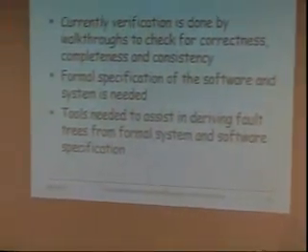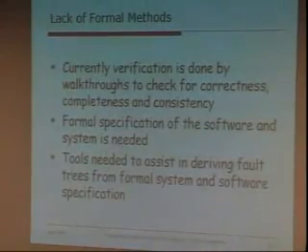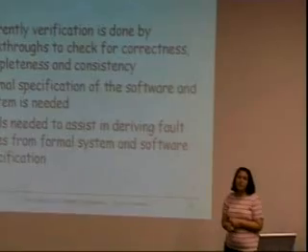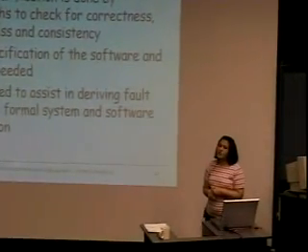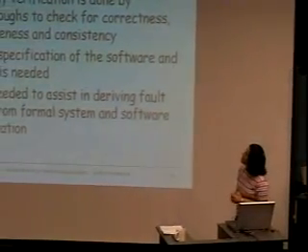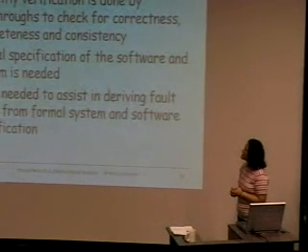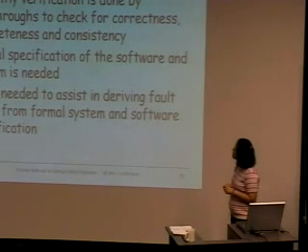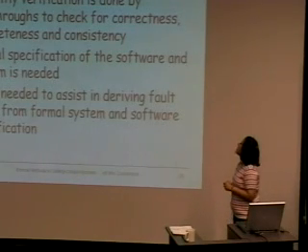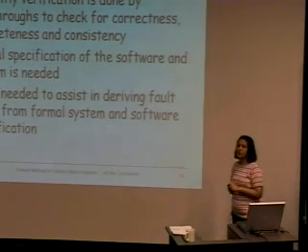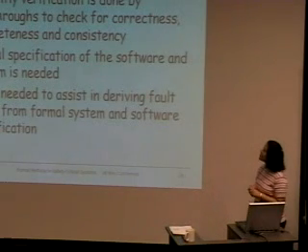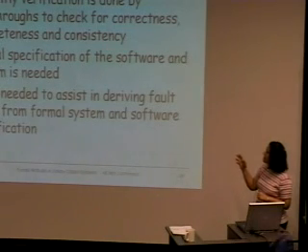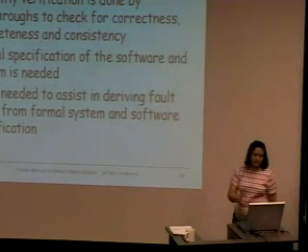But finally, after finding the faults and the modifications needed to minimize the risk of those faults, we need to do the verification. Currently, verification is done by walkthroughs to check for correctness, completeness, and consistency. But having a formal specification of the software and system makes it possible to use tools to do formal verification. And the tools also assist in deriving the fault trees from the formal system and software specification.